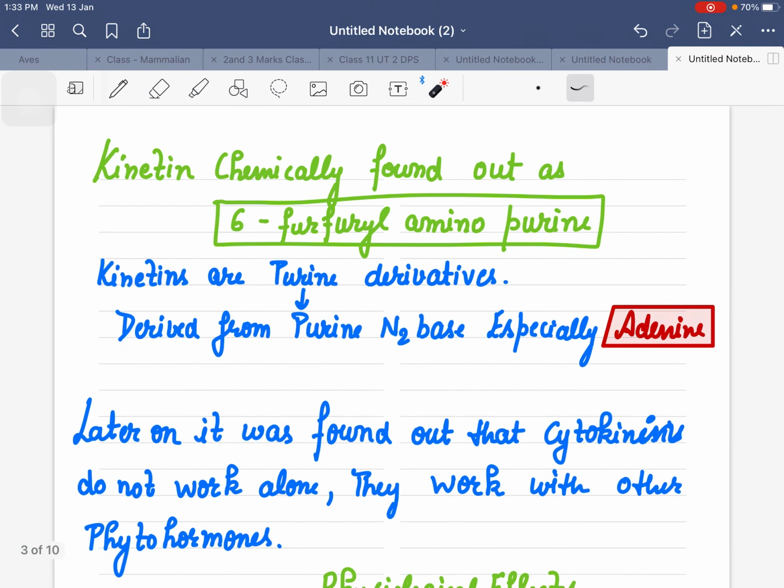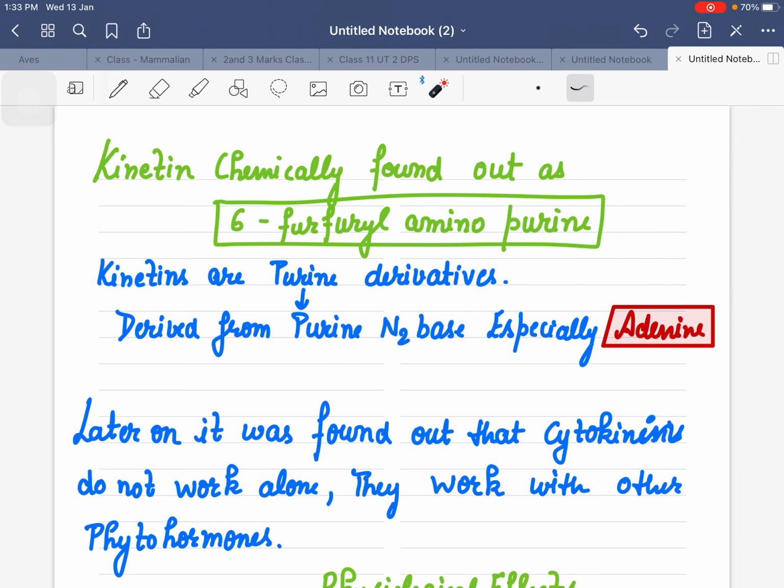Although now you know that these are the substances which play a role in cell cytoplasm division, right? But chemically what it is, we know that cytokinins are purine derivatives. So chemically kinetin is 6-furfuryl aminopurine. It means it is a purine derivative. It is derived from the purine nitrogenous base and specifically adenine.